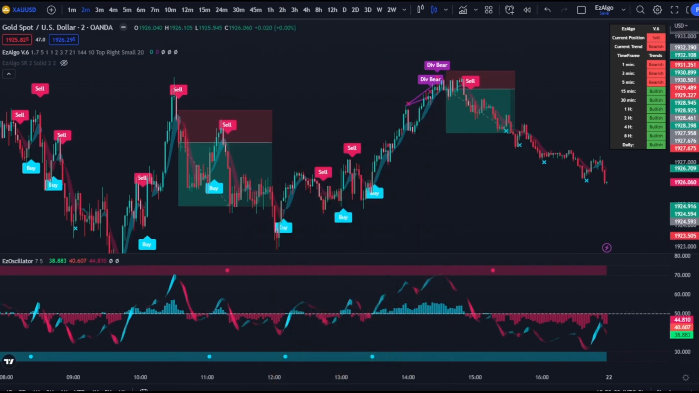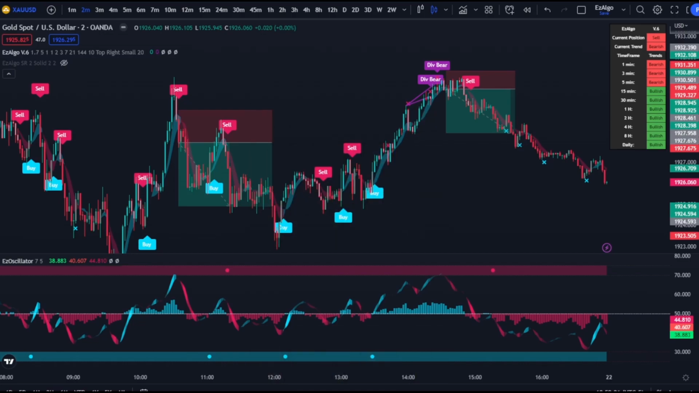Number 2, we must see at least one other EzAlgo confluence within 3 candles to enter the trade. That could either be a mild buy or sell signal, which are these little X's right here, a divergence buy or sell signal, a reversal signal, or just an EzAlgo buy or sell signal. But we need at least one other confluence to enter the trade besides the wave trend flip.